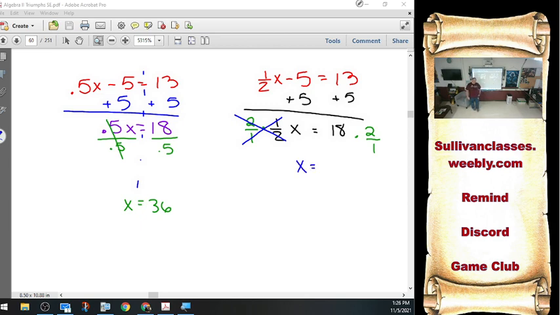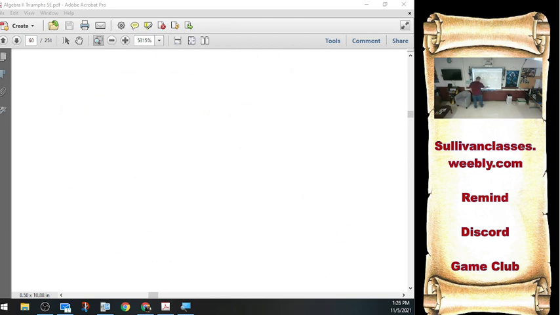What number is under that 18? 1. Right? I can write any number as a fraction by putting it over 1. Well, 2 times 18 is 36. 1 times 1 is 1. I don't need to write the over 1. So instead of multiplying or dividing by 0.5, I can multiply by just 2. Call it good.